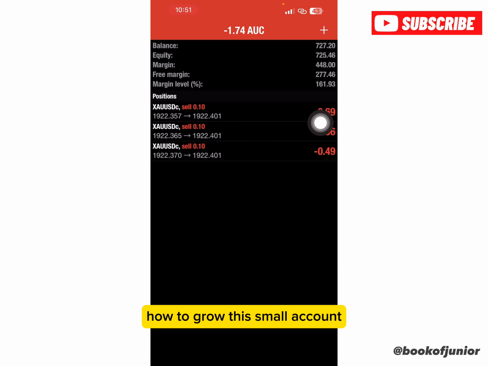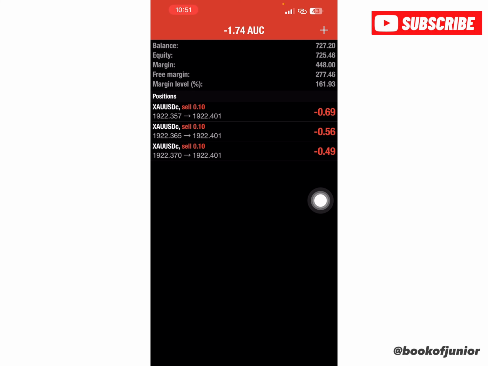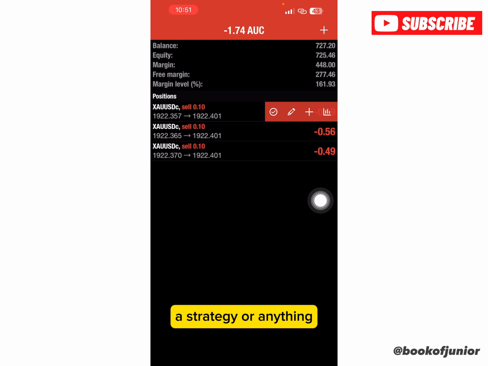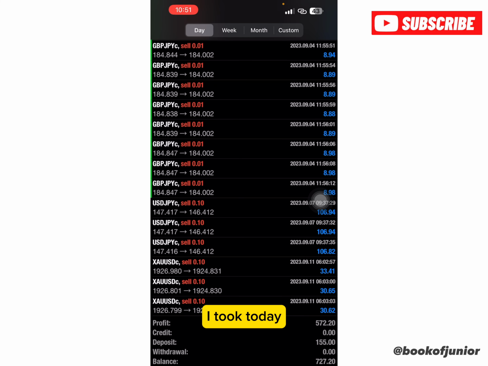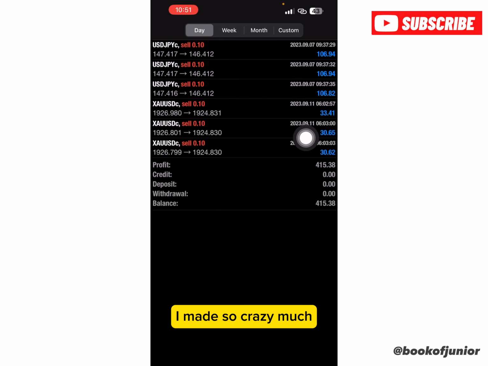So how to grow the small account, guys? Anytime you have a strategy or anything, let's say I'll show you one of the strategies. Depending on the strategy that I took today, I placed this one also on my big account. I made so much money on this gold trade. You can see I took out 30 pips on this gold trade, and also I took this USD JPY from last week.